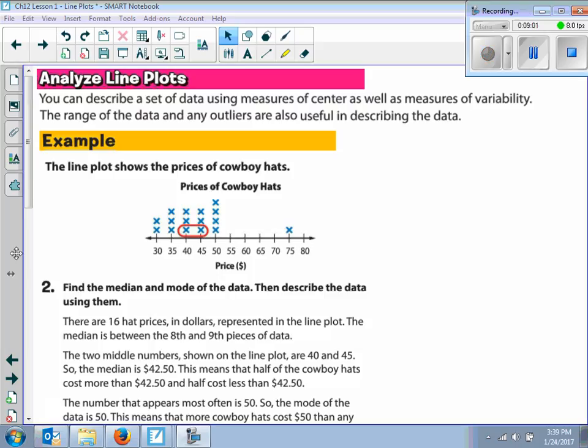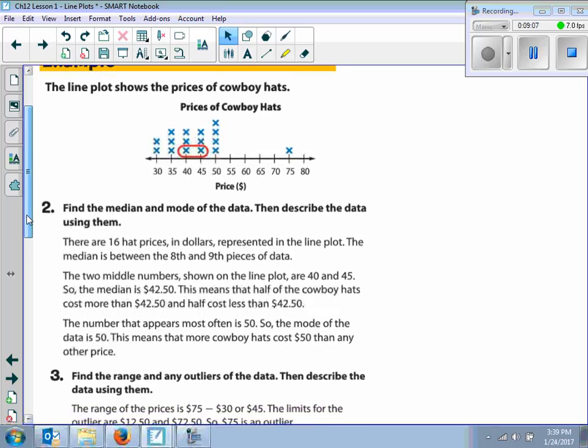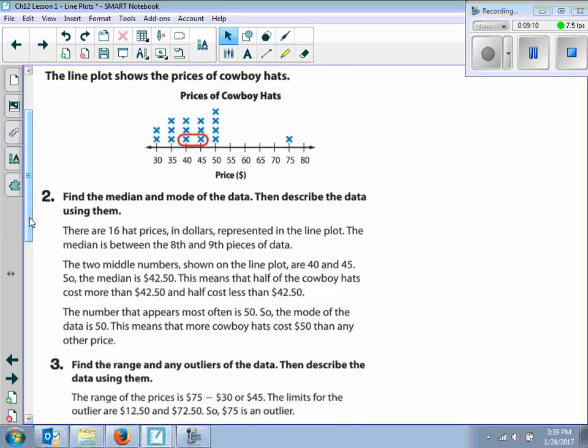All right, so for our second and third example, it says the line plot shows the prices of cowboy hats. Okay, so here is our line plot. We want to find the median and the mode of the data, then describe the data using them. So here, when you look at this data, you can count the X's to see that there are 16 prices there.